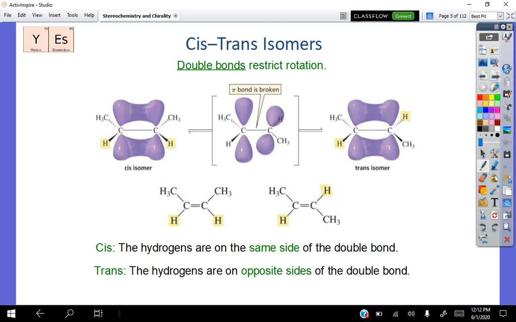Double bonds can also restrict rotation. If there is no double bond present, and you only have sigma bonds, there's free rotation around that sigma bond because the only orbital overlap you have is from an sp3 orbital. So let's say I had something that looked like this.